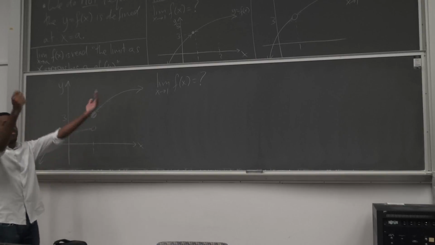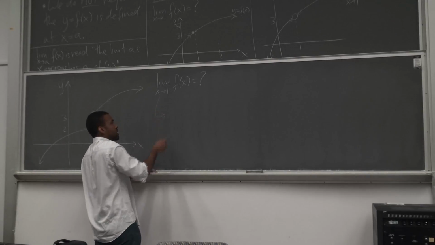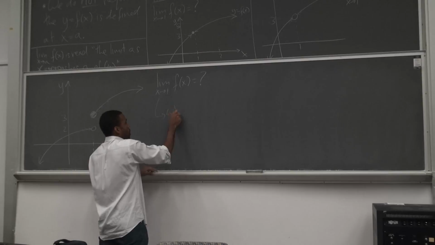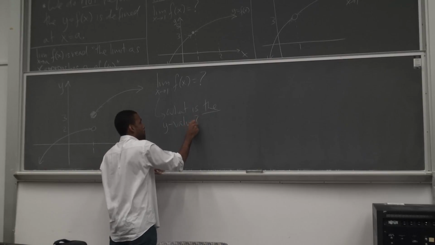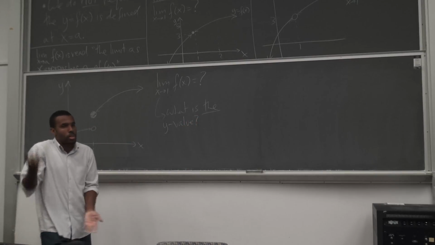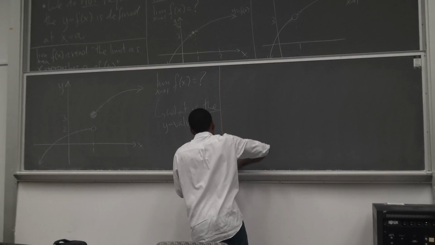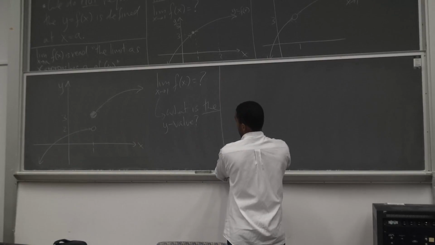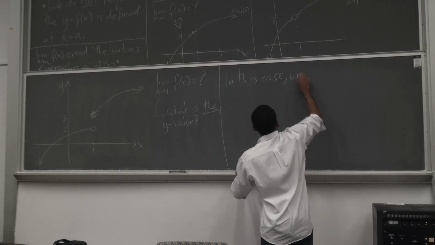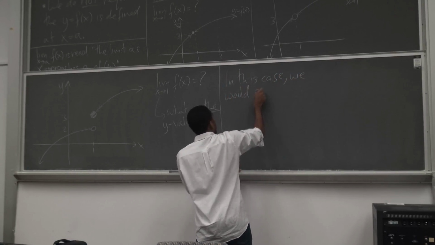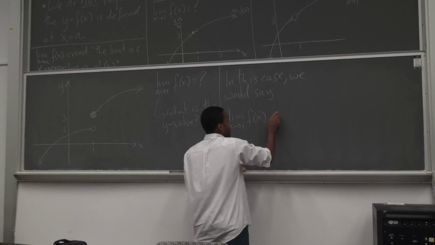Is it both? It's neither. Right? So remember what we're asking. When I ask you this, what is the y value? There is no the y value. Well, sometimes it's this, sometimes it's that. That idea is actually not good enough for us. We actually need a definite answer. So what we would say here, in this case, is that the limit as x approaches 1 of f of x does not exist.